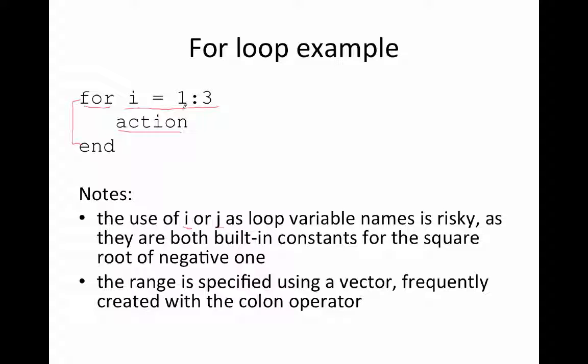So the range is specified by a vector, and that can be any vector as we'll see, but usually it's going to be the colon operator. So you're specifying in this case that we want the action to be repeated 3 times by saying 1:3.